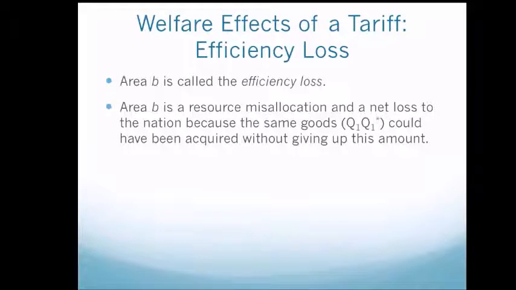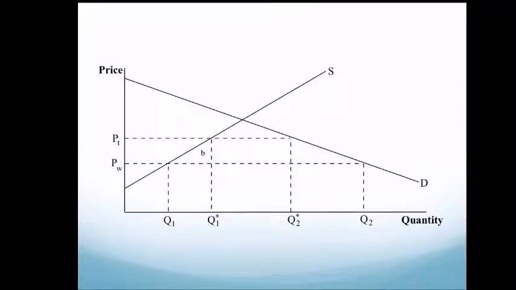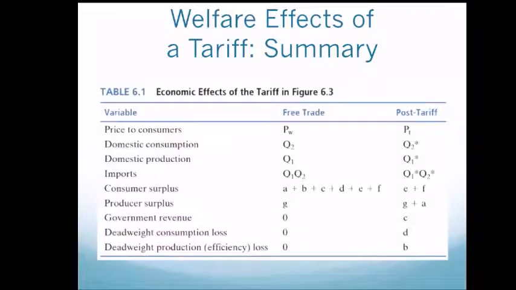While this is also a deadweight loss, the term efficiency loss focuses attention on the production side. The efficiency loss is the area below the supply curve, above the world price line, and between Q1 and Q1 star. Table 6.1 is a summary of the welfare effects of this tariff. Pay special attention to the last three rows: government revenue, deadweight consumption loss, and efficiency loss. All three are zero under free trade.